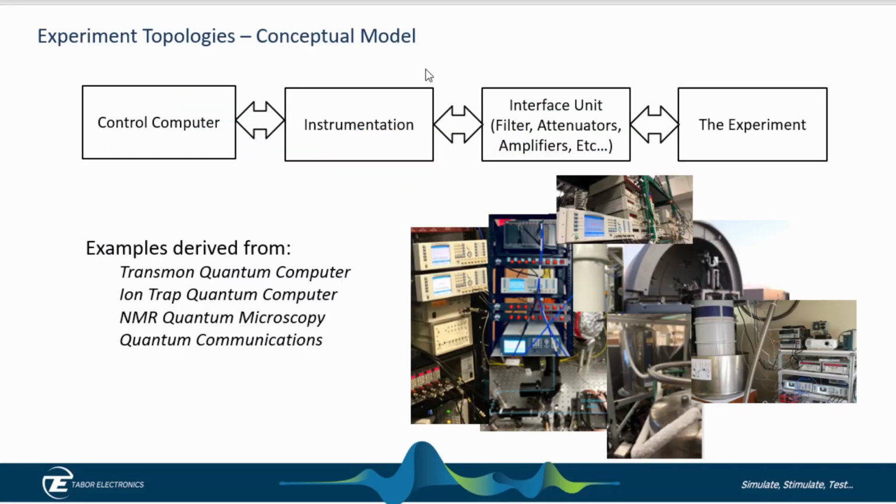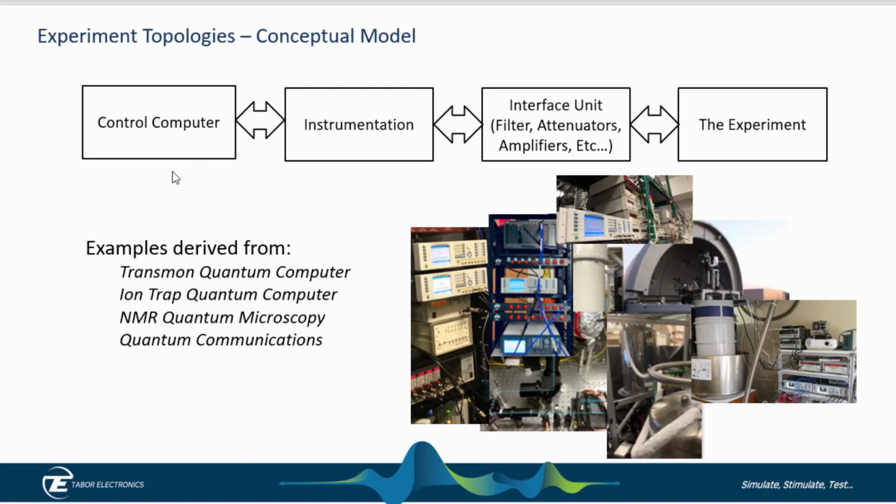So if we take a look at a basic model, and this is a model I've made up, it may differ slightly from your experiment, but overall I'm trying to aggregate it across as many experiments that I've dealt with before. And it's kind of a combination of a transmon quantum computer, ion trap computer, NMR machine, and some quantum communications. So I've got some pictures of some of the arbitrary waveform generators in these experiments here.